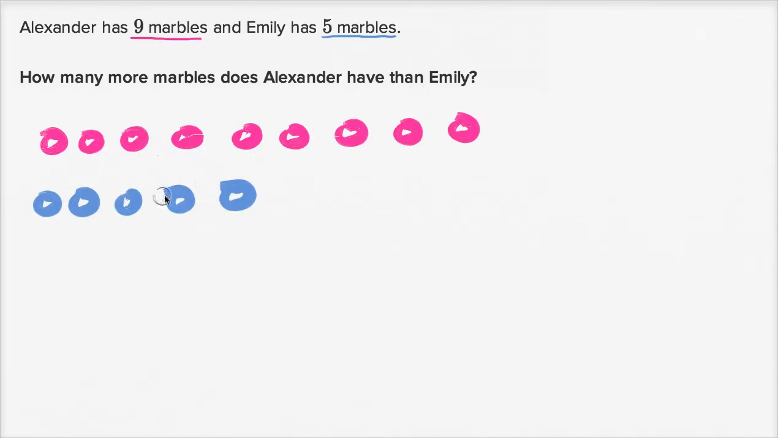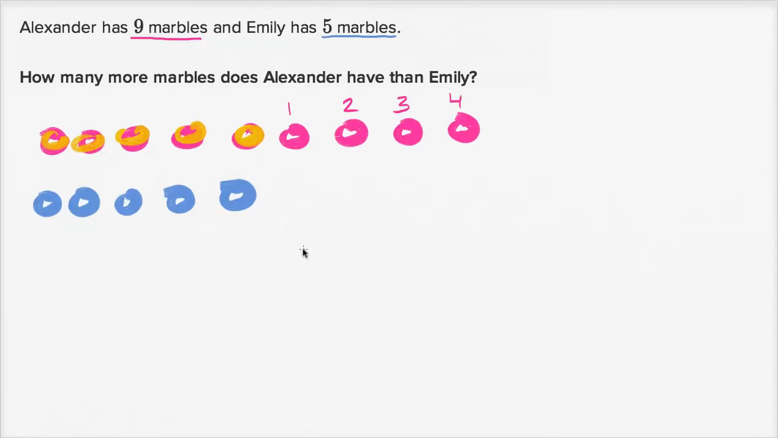Well, we could see it in this picture right over here. Up until this point, this is the same number that Alexander has as Emily. And then Alexander has, we see it right over here. He has 1, 2, 3, 4 more marbles.